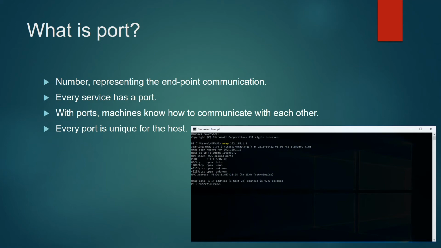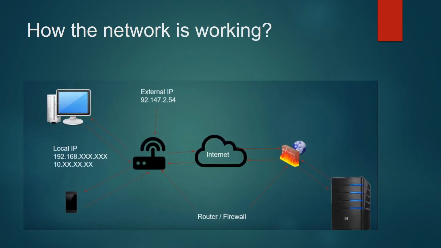So now it's time to move on, since we've explained what a port is, and here is the key thing that you need to understand and see. What do we have here? We have a server, firewall, internet space, router, and machines. Let's say that's our local network. We have an external IP assigned on the gateway by our ISP. It's just assigned by that.